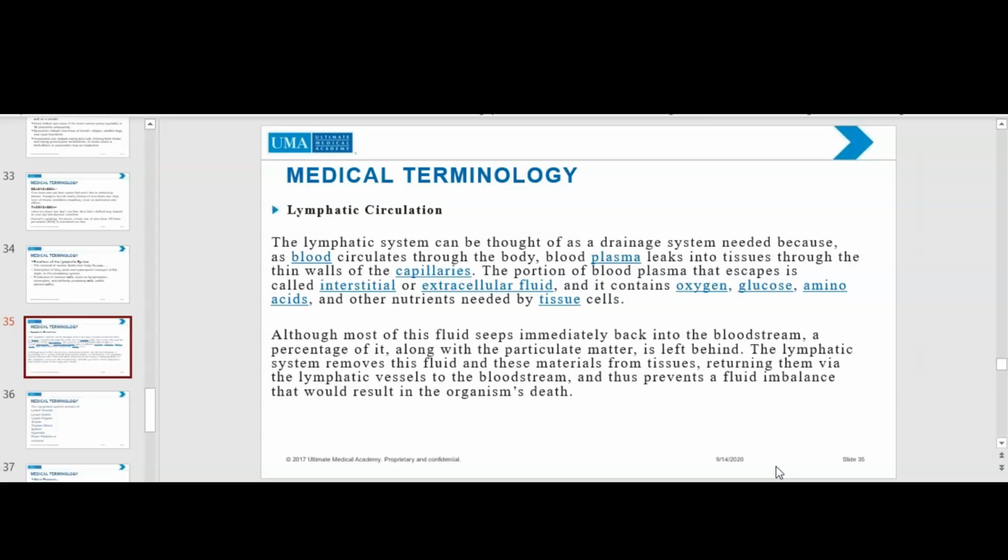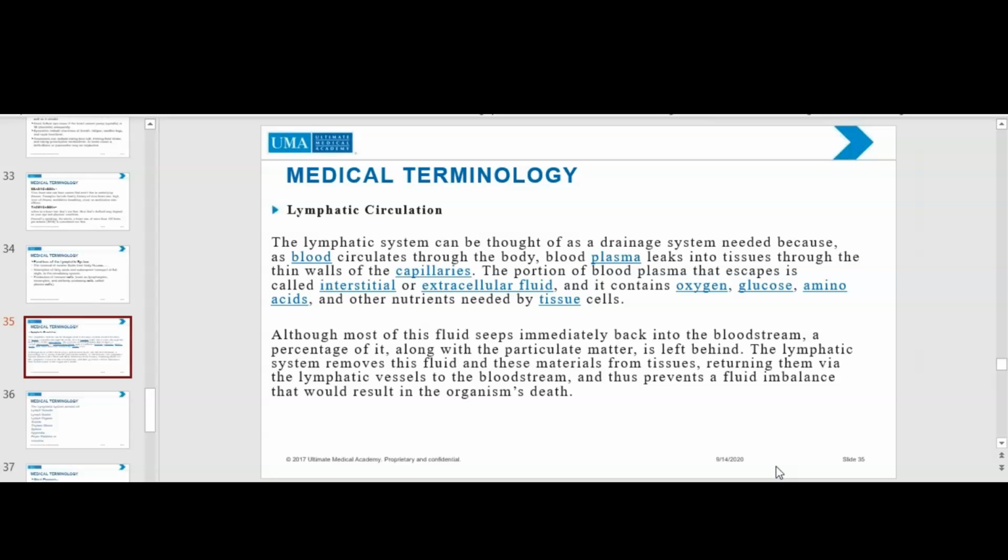Lymphatic circulation. The lymphatic system can be thought of as a drainage system needed because of how blood circulates through the body. Blood plasma leaks into tissues through the thin walls of the capillaries. The portion of the blood plasma that escapes is called interstitial or extracellular fluid, and it contains oxygen, glucose, amino acids, and other nutrients needed by tissue cells.